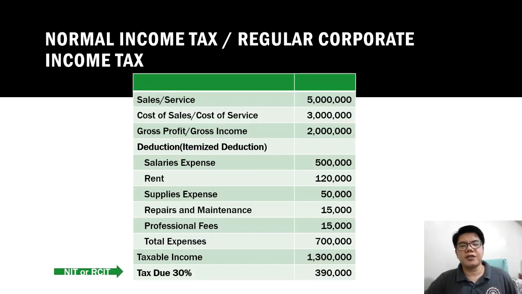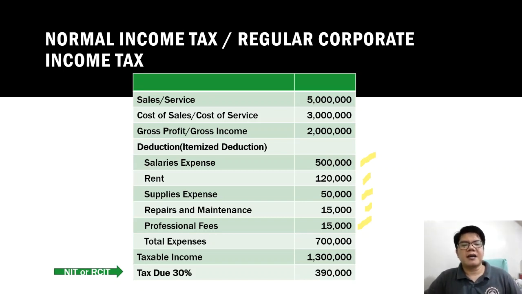Let us assume this is a domestic corporation with income subject to normal income tax or regular corporate income tax. Take note that the corporation applied the itemized deduction. So the itemized deduction is an expenditure on eligible products, services, or contributions that can be subtracted from gross income. Examples of these are salaries expense, rent expense, supplies, repairs and maintenance, professional fees, and other ordinary and necessary expenses.